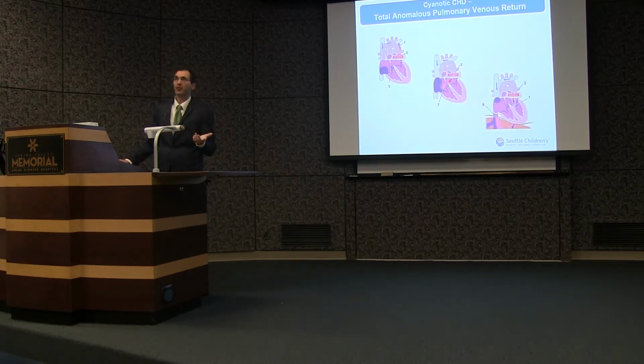And total anomalous pulmonary venous return. That refers to the fact that all the pulmonary veins that are carrying that very rich, oxygen-rich blood is coming right back to the right side of the heart and not going out to the systemic circulation.